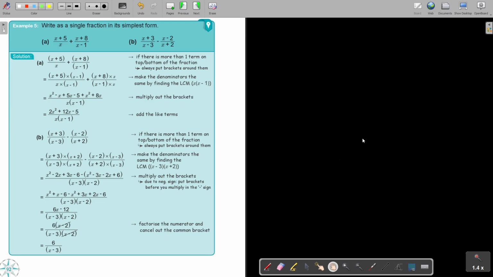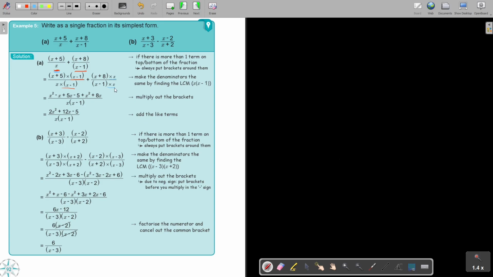Now, make the denominators the same by finding the lowest common multiple. So what is the lowest common? It's x and x minus 1. Okay, it's just that you have to say all the things that's at the bottom. Now, if there is an x, there's not an x, so I multiply with x minus 1. And whatever I multiply on top, I multiply at the bottom. If I look at this one, there's an x minus 1, but there's not an x. So I multiply with x, top, bottom.